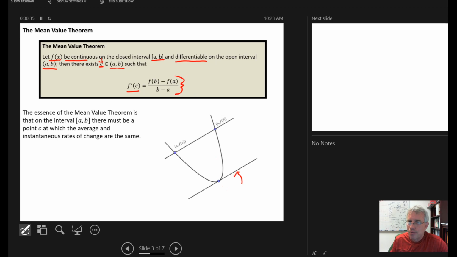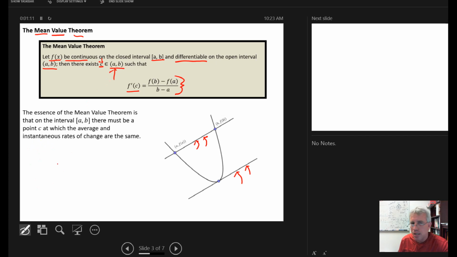So remember, the derivative is the slope of the tangent line, and the average rate of change is the slope of the secant line through 2 points. So the claim that the mean value theorem makes is that the instantaneous rate of change, the slope of the tangent line, will match at least once the slope of the secant line. So the essence of it is average rate of change will match instantaneous rate of change at least once on the interval you're interested in. And you can think about this conceptually.